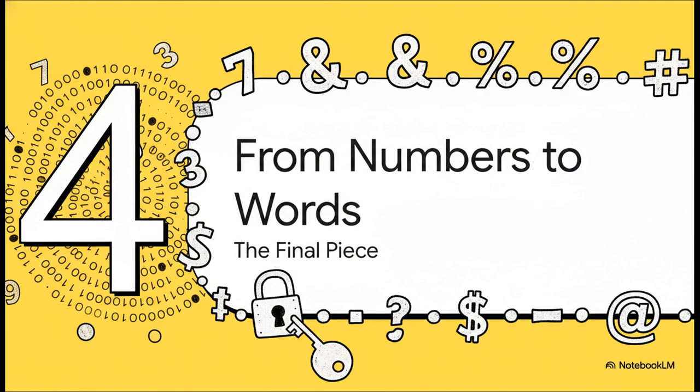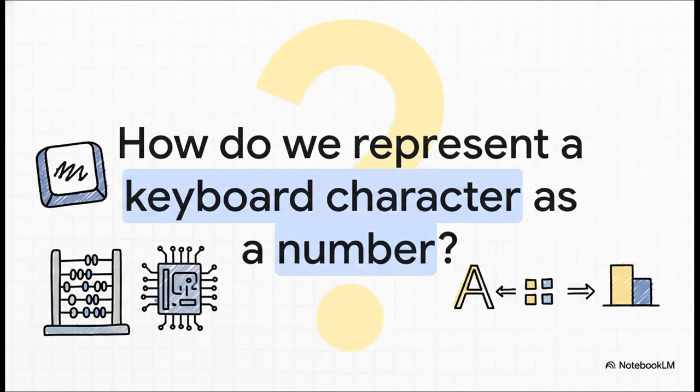All right, so we figured out numbers. That's a huge step. But what about words? What about all the letters and symbols that fill up our screens? Well, that's the final piece of the puzzle. Right, because that's the obvious next question. This is all great for numbers, but how can a bunch of zeros and ones possibly represent the letter A or a dollar sign? How does a computer know the difference between the number 65 and the letter A?